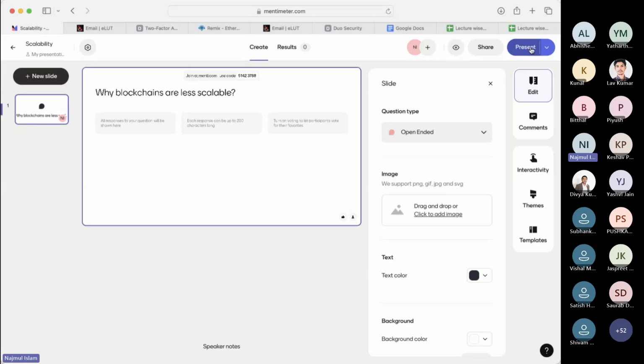I will put the code in the chat. The code is 51423788, and you go to www.menti.com and put the code that I have sent, and then you will get a text box to write your answer. Try to write it from your own learning rather than asking the AI. I wait a few minutes.